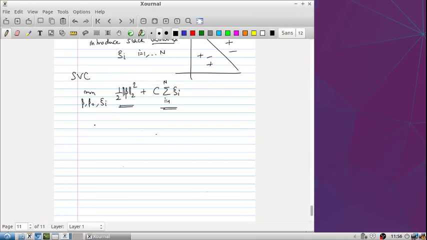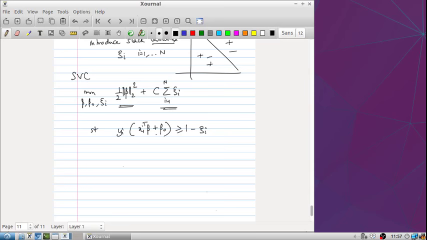Minimize these two. Now, such that yi times xi transpose beta plus beta naught. Previously it was greater than or equal to 1, but I want to provide slack. So I'm willing to say it's greater than or equal to something like this. Okay. So they need not be that margin away.